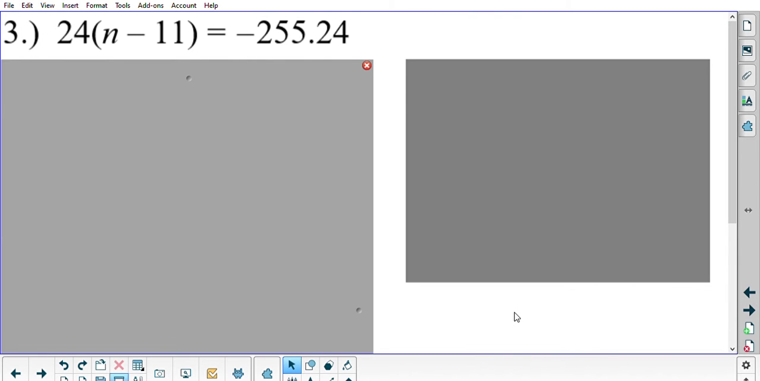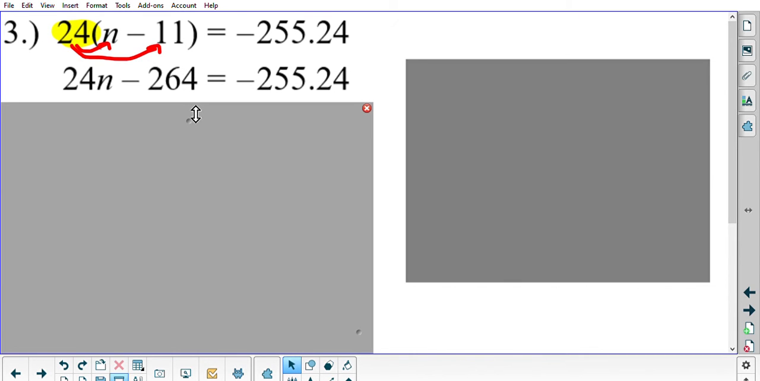All right, I hope you already solved this on your own. Let's see how you did. Did you remember that when there is a number outside of parentheses with nothing in between the number and the parentheses, then that number, in this case the 24, is multiplied to the parentheses? And so that should make you be thinking about the distributive property, where you're going to take the 24 times the n, but also times the 11. And so that would make it 24n minus 264.